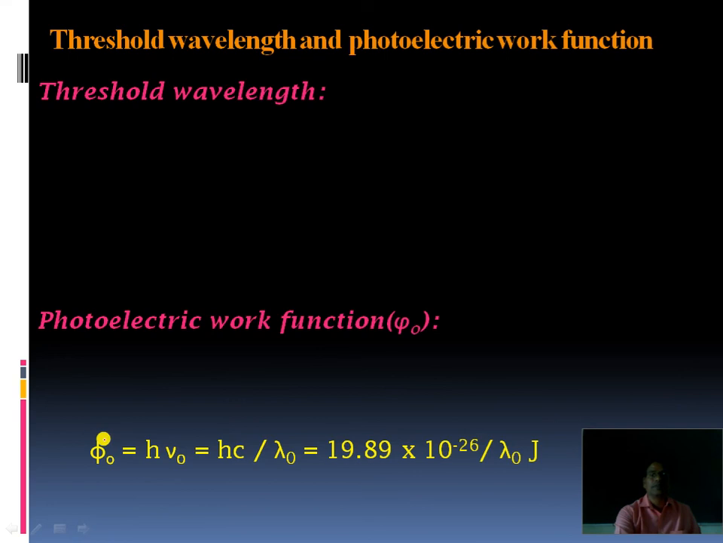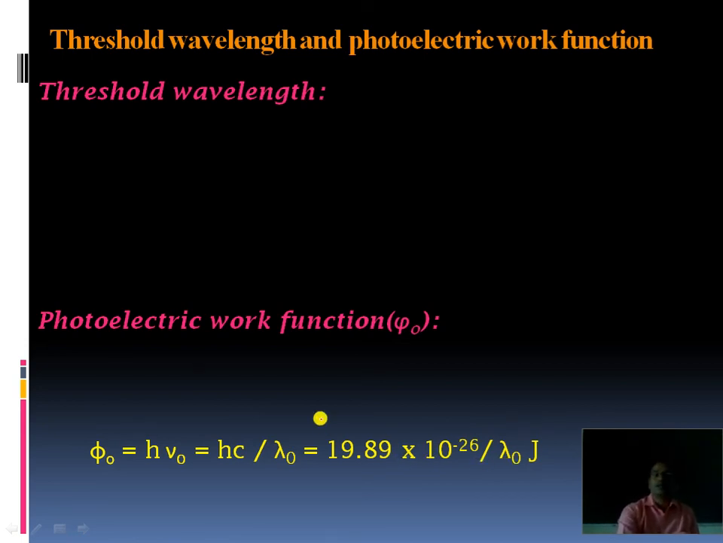See here, it is represented by phi 0, and it is equal to h nu 0. Instead of this, if we use energy, E equals h nu, but here we define the concept of photoelectric work function. It is represented by phi 0, equal to h nu 0, equal to h c by lambda 0, as nu 0 is c by lambda 0. Using the values of h c, we get 19.89 into 10 to the power of minus 26 divided by lambda 0, in joules. This is the work function for any given metal surface with threshold wavelength lambda 0.